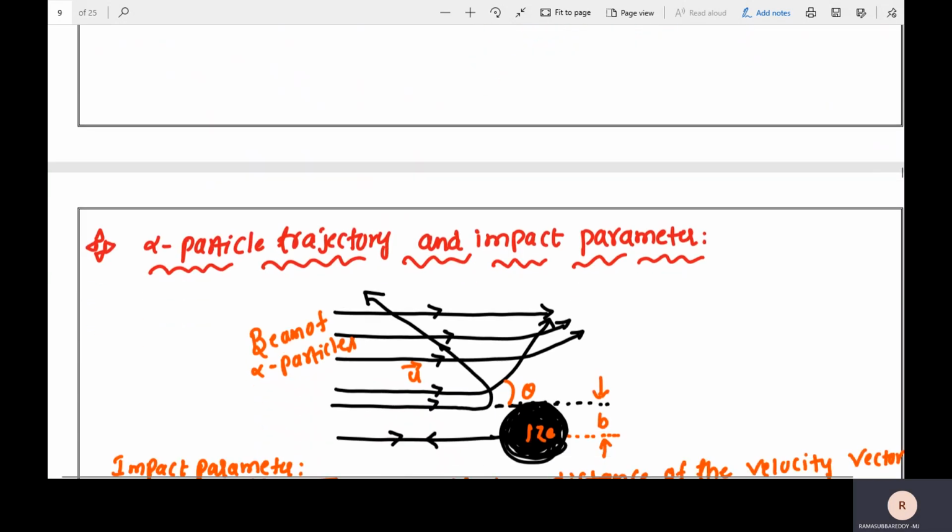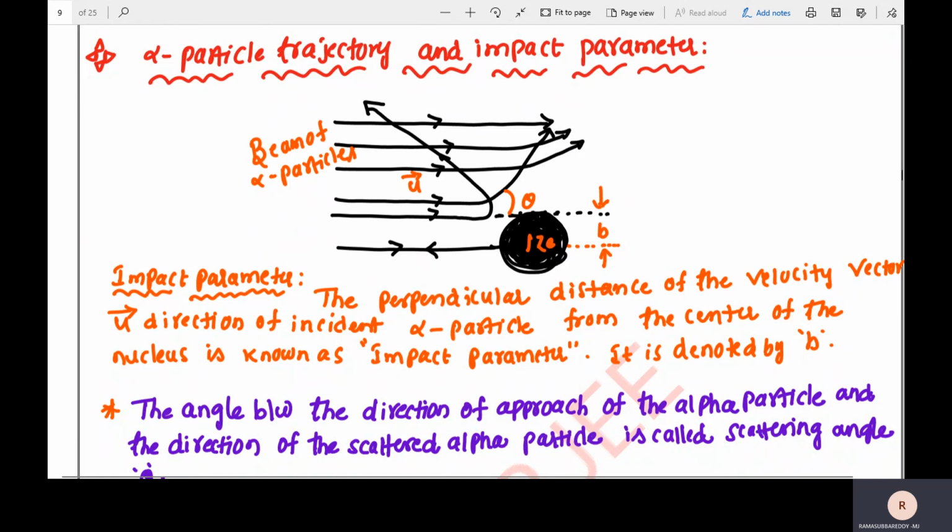Alpha particle trajectory and impact parameter: how the alpha particles follow a trajectory, and what the impact parameter is. Now this is our beam of alpha particles passing near the nucleus. This is a trajectory. Some of them will deflect like this, some will move straight, some are deviated, and some of them retrace the path. That is the trajectory.